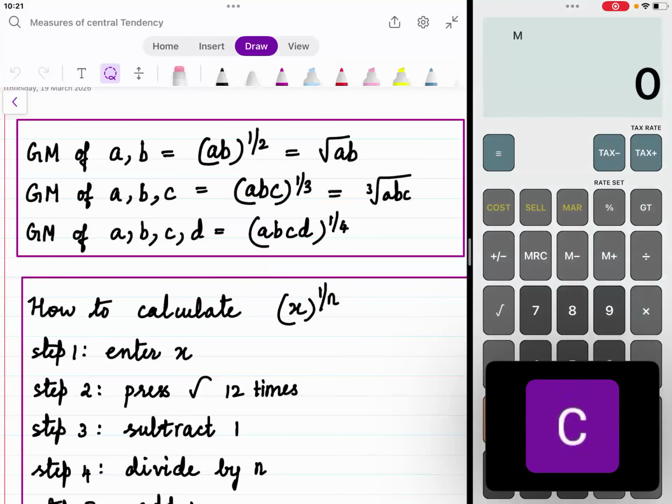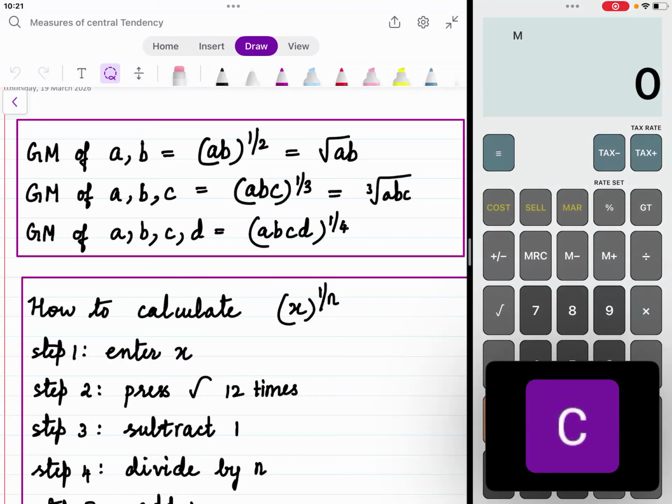Let us go to the next topic, geometric mean. How do we calculate geometric mean of two numbers A, B? It is equal to root of AB or AB power half. How do we calculate geometric mean of three numbers A, B, C? It is equal to ABC power 1 by 3 or cube root of ABC. How do we calculate geometric mean of four numbers? We have to multiply the four numbers and do power 1 by 4.